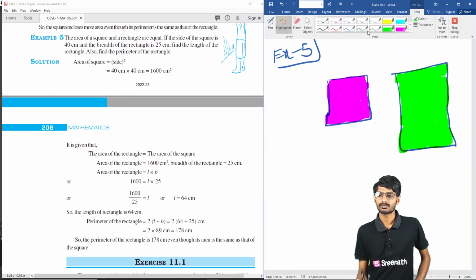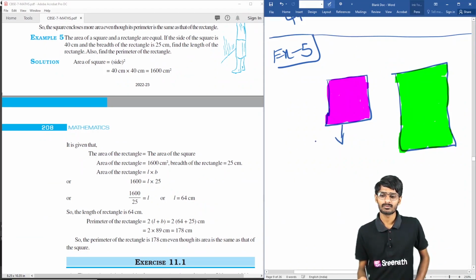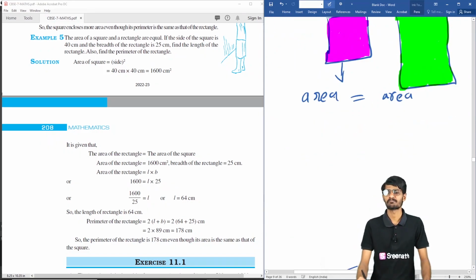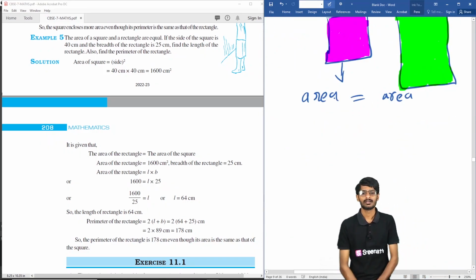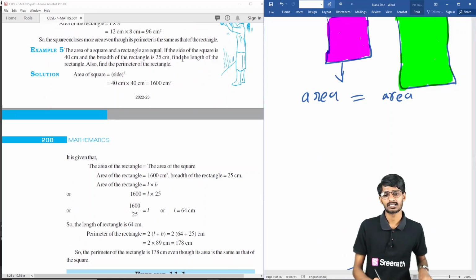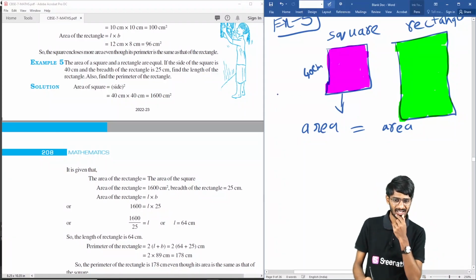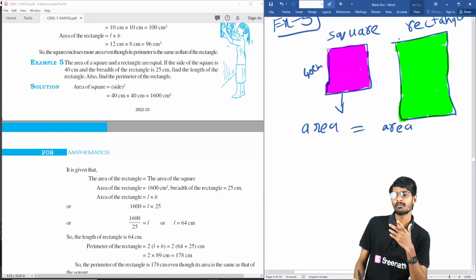So the area of this square and this rectangle are equal, which means the shaded area of both is the same. If the side of the square is 40 centimeters, they have given that side is 40 centimeters for the square, and the breadth of the rectangle, they didn't give the length but they gave the breadth. It is 25 centimeters.